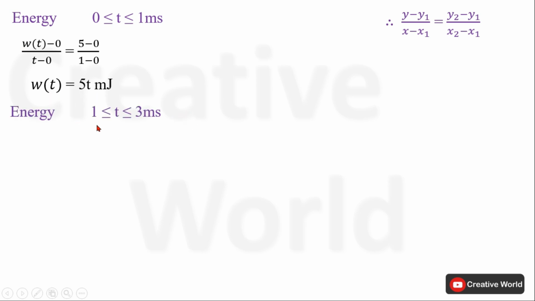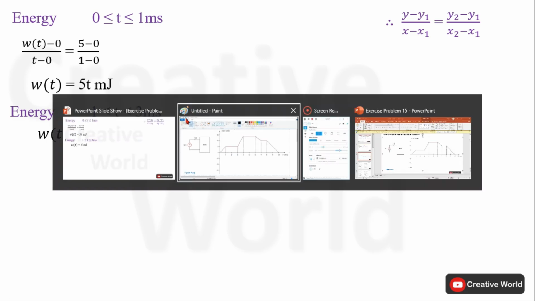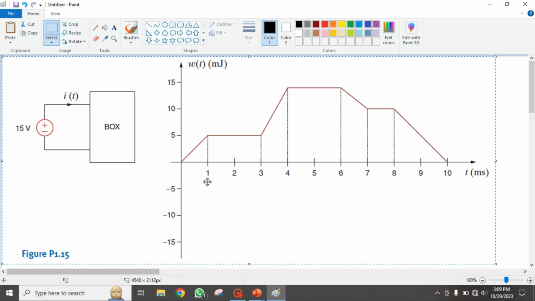Similarly, the energy will be calculated between 1 and 3 milliseconds. If you see the graph, let me show you. In this graph, between 1 and 3, no change in energy is occurring. The energy is constant, which is 5 millijoule. So we will take it as it is, 5 millijoule. We do not need to use the straight line equation. So between 1 and 3, the energy will be 5 millijoule.